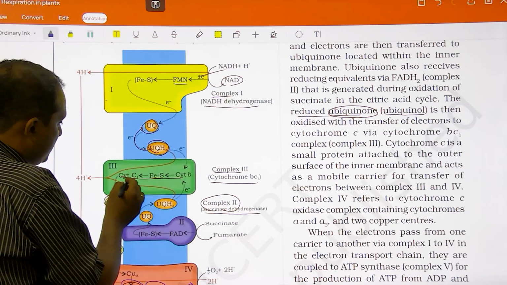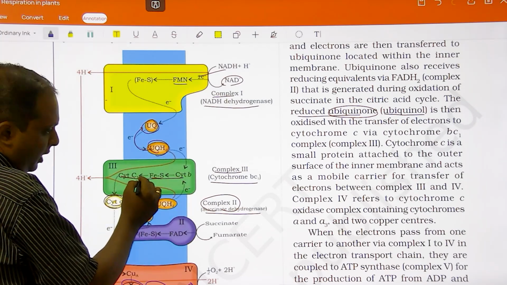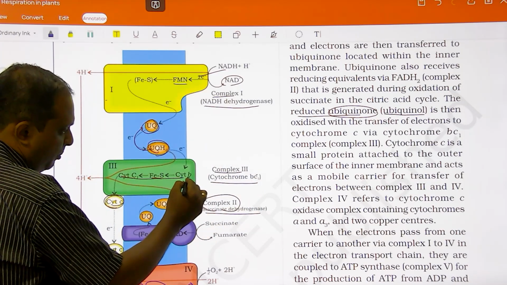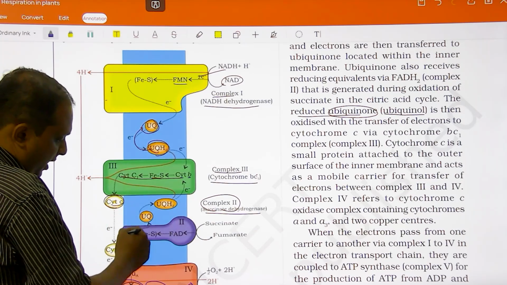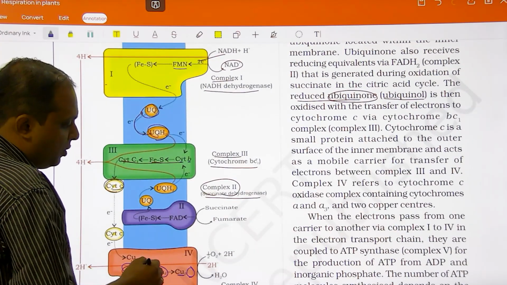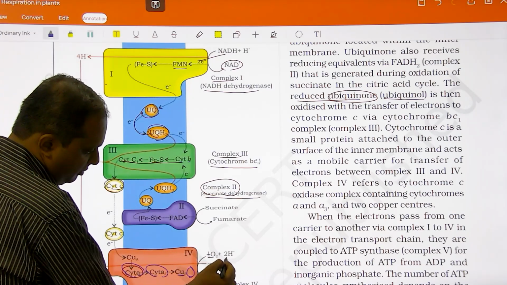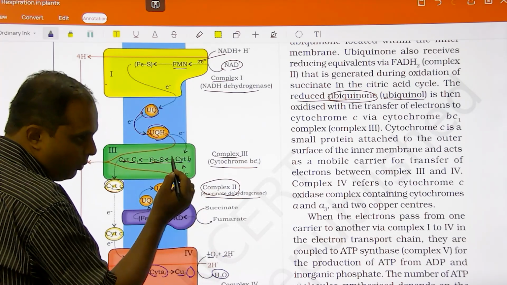Then complex 3. Complex 3 you have got cytochrome B, FeS and cytochrome C1. அது mostly cytochrome ங்கறனால it's called the cytochrome BC1 complex. From that to cytochrome C, right? Then it goes to complex 4 and finally there is oxygen which is going to accept the electron. இந்த கொடுத்திருக்கு பாரு, oxygen plus proton, finally you give water. So water is the final product.